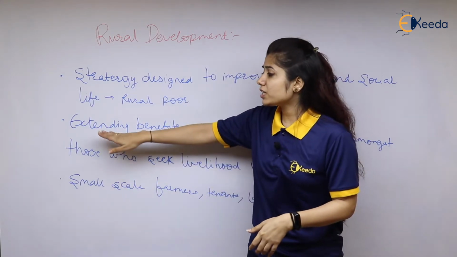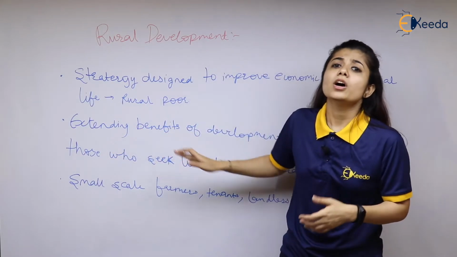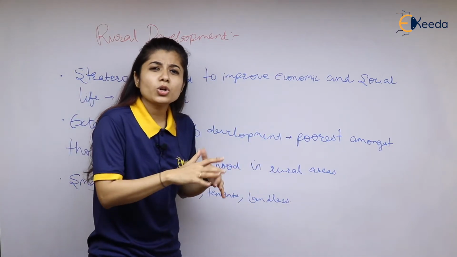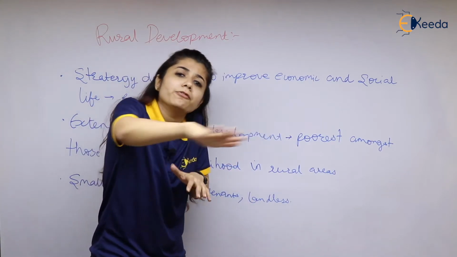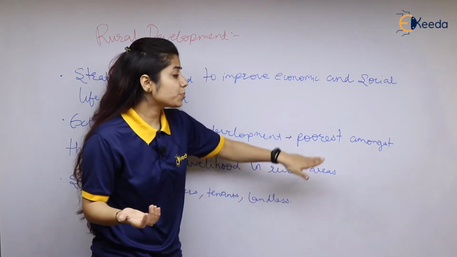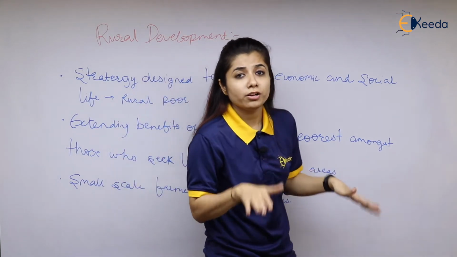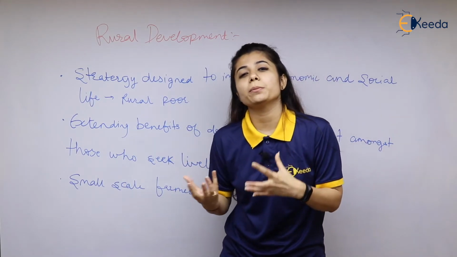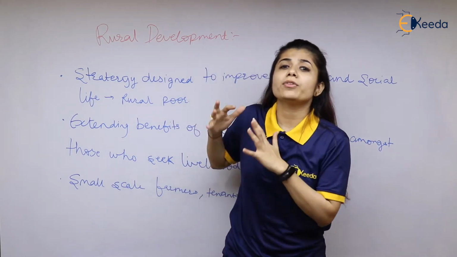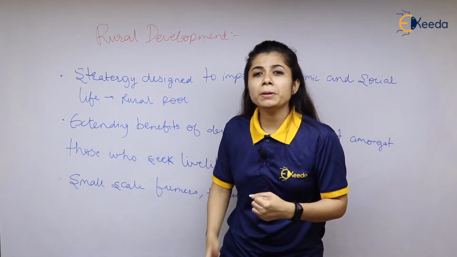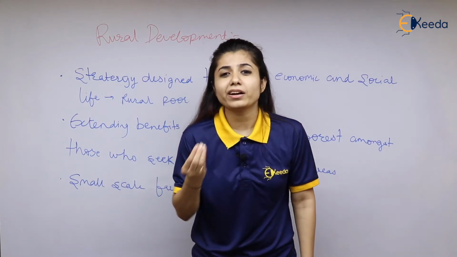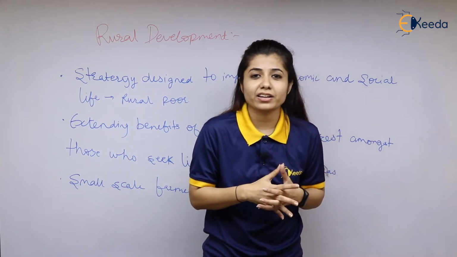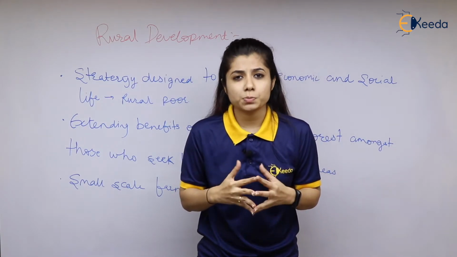Apart from that, it is extending the benefits of trade and various services amongst the poorest. Rural development is not for everybody who exists in the rural areas. It is for the poorest amongst the people living over there, who are not even able to afford a basic livelihood. Rural development is specially for them. It is for the people who are landless, who do not have land to practice their own agriculture, and tenants who take land on rent and then practice agriculture. So it is basically for all those people.